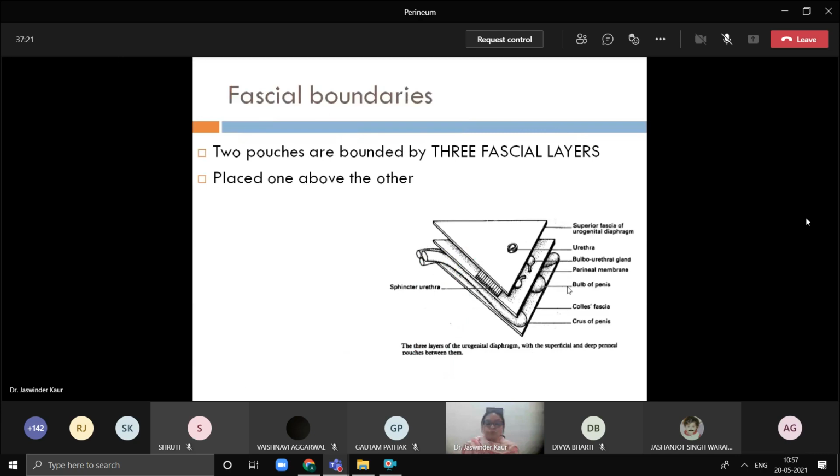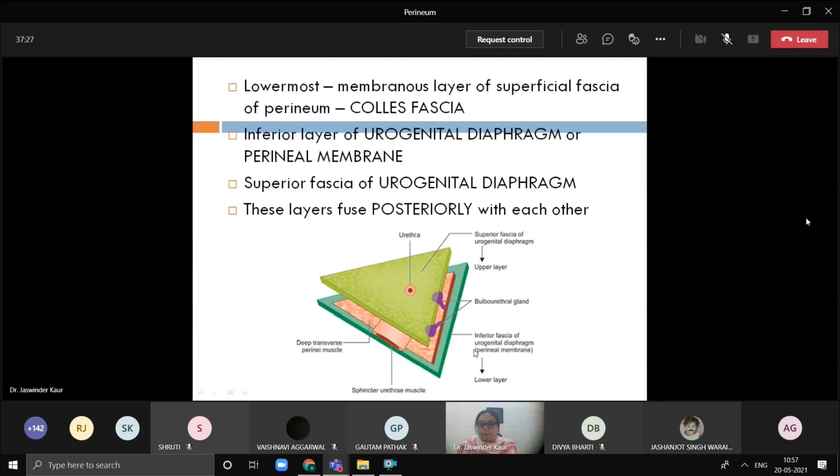So here are the 3 layers. This is Colles fascia, this is the perineal membrane, this is the superior layer. But here they have shown only 2 layers. Now this one is the perineal membrane, this is the superior layer of the urogenital diaphragm, and in between they have shown the urogenital diaphragm.